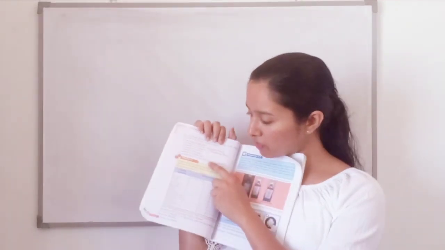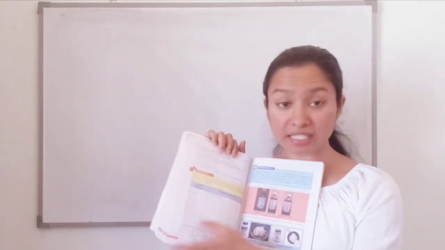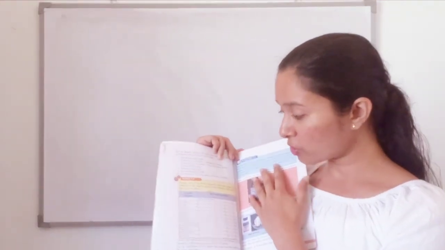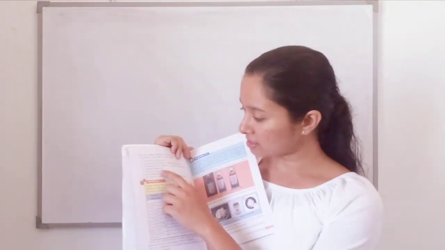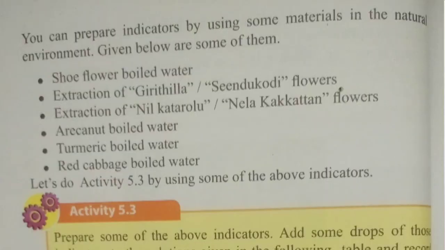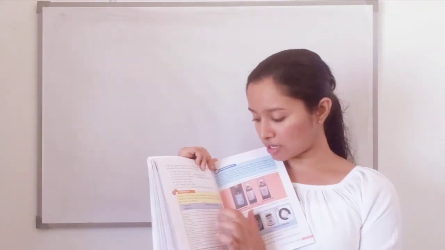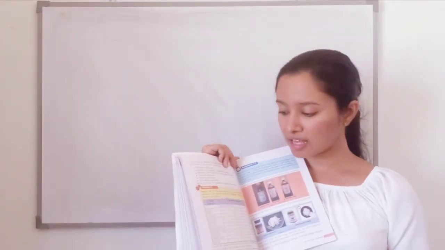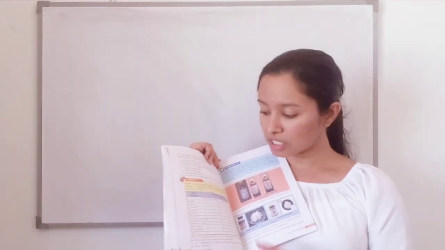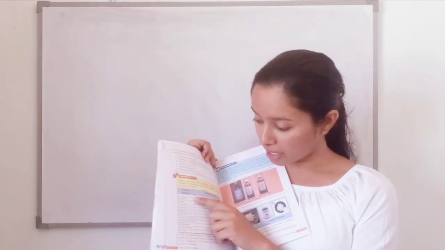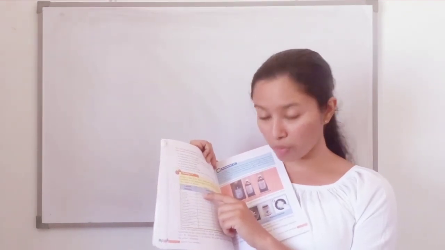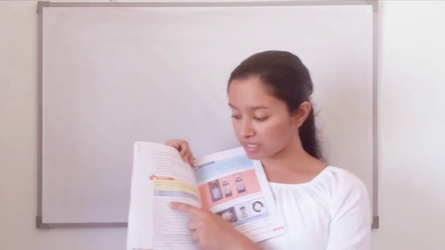You can see activity 5.3 on page number 66. You can do this activity. First of all, you have to prepare turmeric boiled water and needle cutter extraction. Then also prepare red cabbage boiled water. Prepare some three or four indicators. Like the previous practical, you have to take these solutions: lime juice, vinegar, soapy water, soda water, shampoo. You can use these solutions.